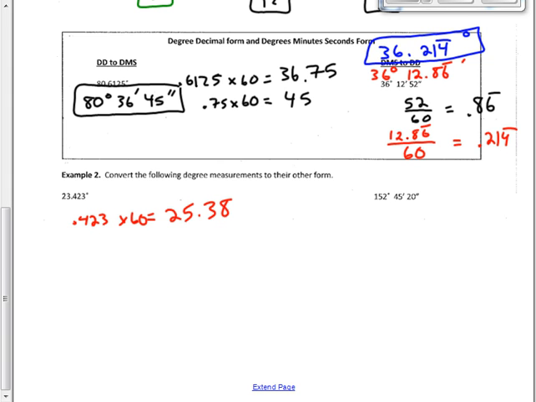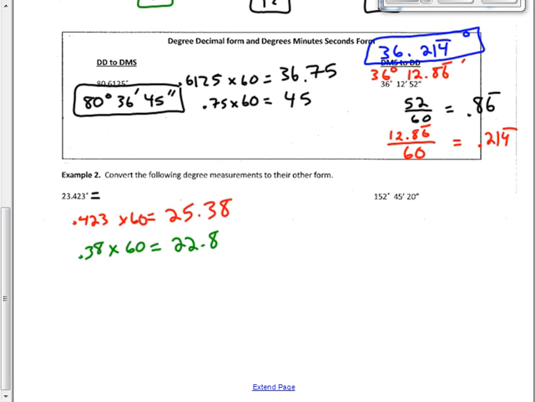I don't want that 0.38 on there in my minutes because I know that I can turn those into seconds. And so I'm going to take that 0.38 and multiply that by 60. And 0.38 times 60 gives me 22.8. And that 22.8 is in seconds now, so I don't want to keep going with that 0.8. But if I wanted to get even more technical, I probably could.